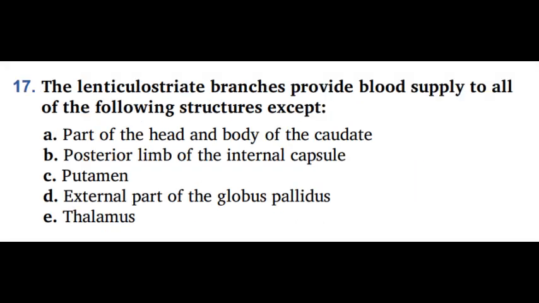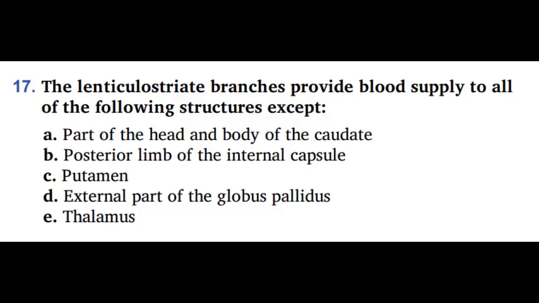Question 17. The lenticulostriate branches provide blood supply to all of the following structures except A. Part of the head and body of the caudate. B. Posterior limb of the internal capsule. C. Putamen. D. External part of the globus pallidus. And E. The thalamus.